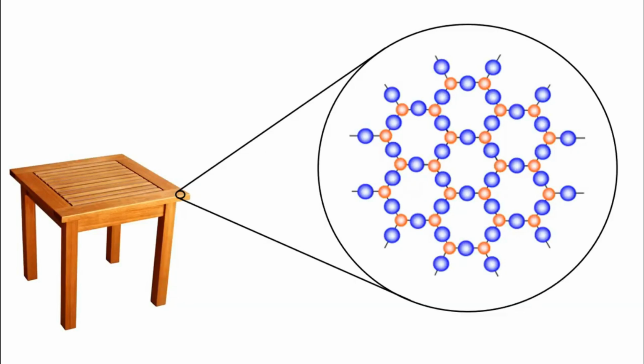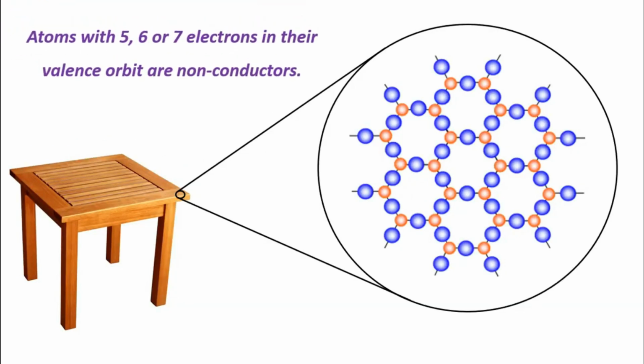So, what is a non-conductor? A non-conductor, on the other hand, has atoms with 5, 6 or 7 electrons in its valence orbit. It is difficult for insulators to transfer these electrons because there are too many electrons in their valence orbit. As they cannot transfer electrons, they don't transmit electricity.